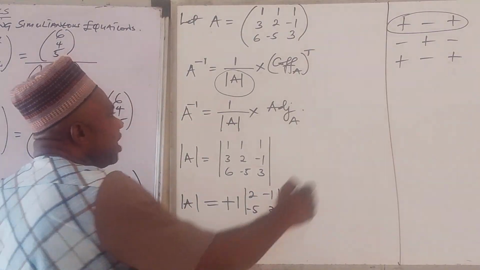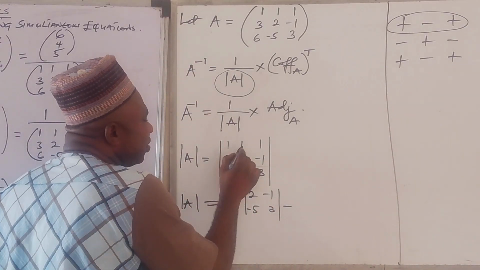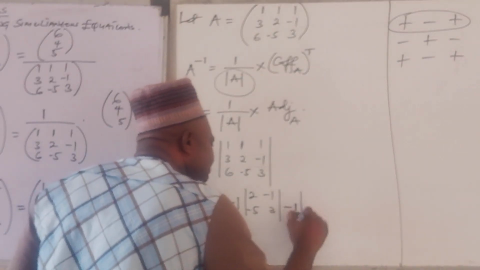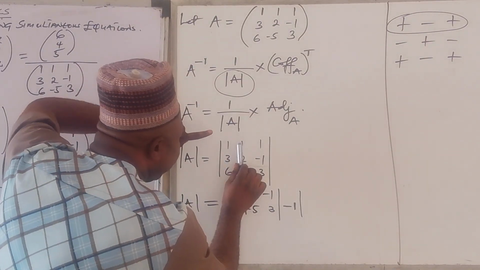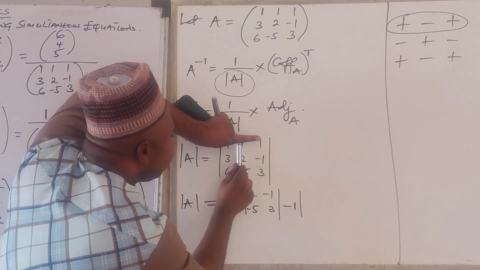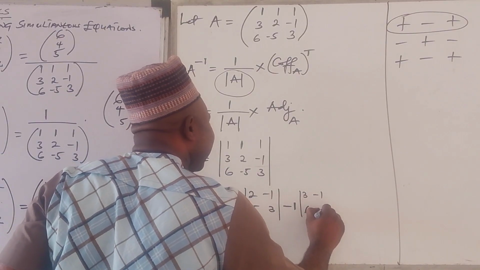So you go to the next sign. The next sign is minus, so you pick the minus. It tallies with this 1 here, so you take the 1 out. Where you pick the 1, you close its column and its row. So we have 3, minus 1, 6, 3.